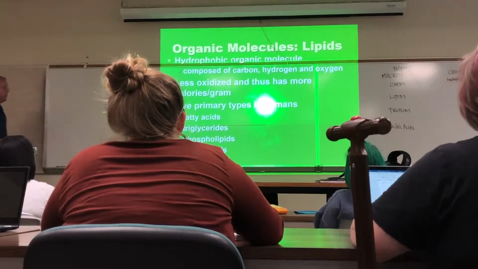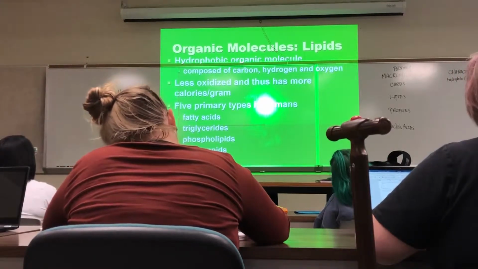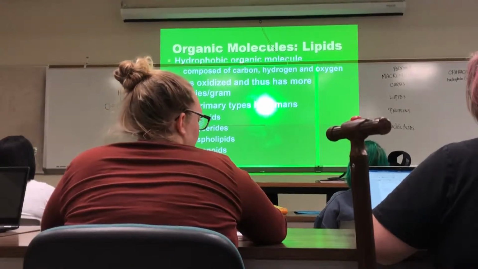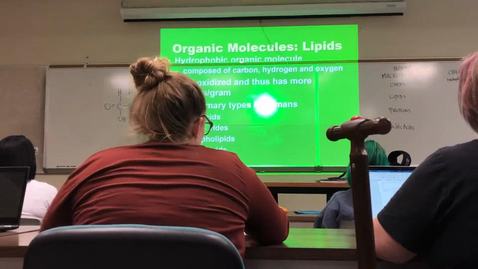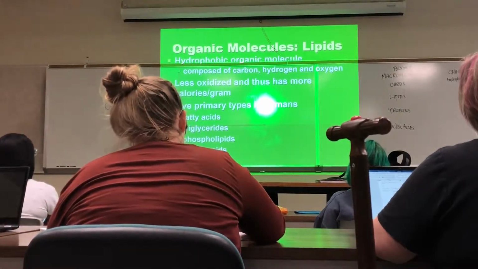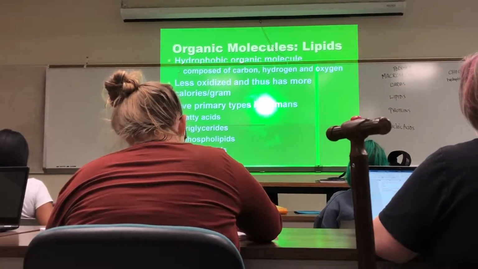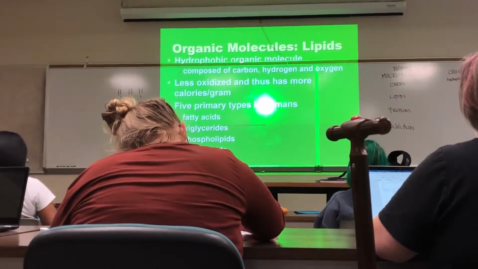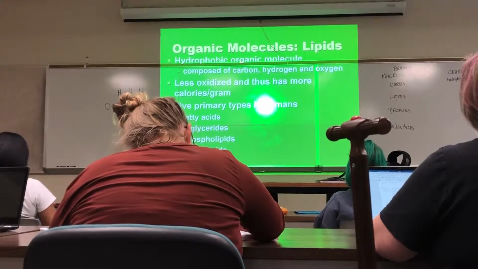Look at this. Here are some examples that you can put in your table. You don't have to put all of these, but here's some examples. We'll talk briefly about some. Circle fatty acids because those are the monomers. Ready? Fatty acids are the monomers of lipids, the building block.